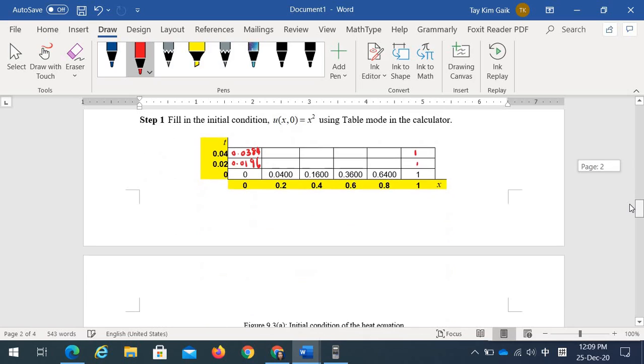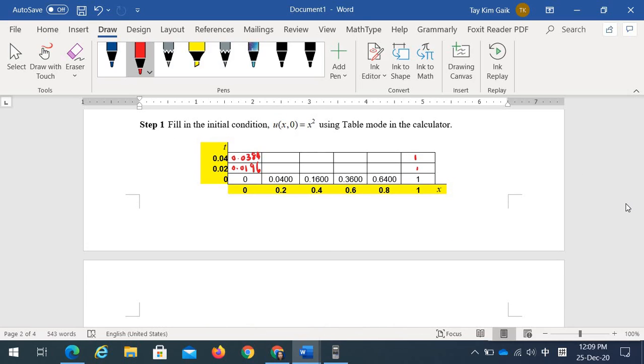And then before you can solve it, first step, draw the grids. Second step, fill in the initial condition. Third step, fill in the boundary condition. Later on, you target at here. Want to target at here? A is left bottom, this is B, this is C.